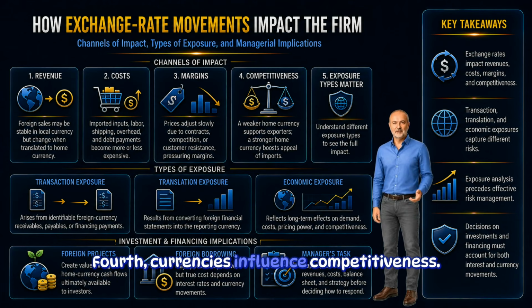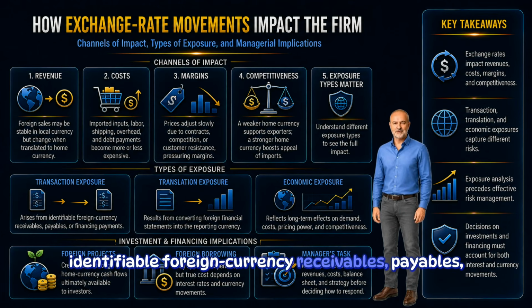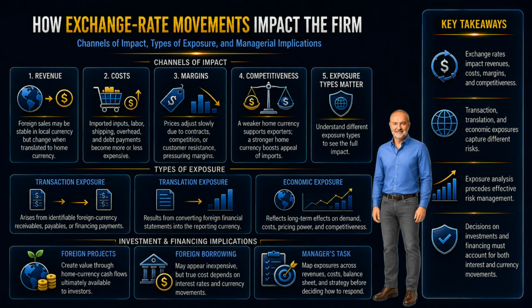Fourth, currencies influence competitiveness. A weaker home currency can support exporters by making their products less expensive to foreign buyers. A stronger home currency can make imported products more attractive in the domestic market. It is also useful to distinguish three forms of exposure. Transaction exposure comes from identifiable foreign currency receivables, payables, or financing payments. Translation exposure arises when foreign financial statements are converted into the reporting currency. Economic exposure is broader and reflects long-term effects on demand, costs, pricing power, and competitive position.